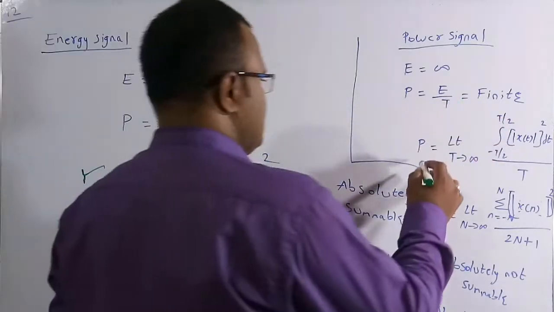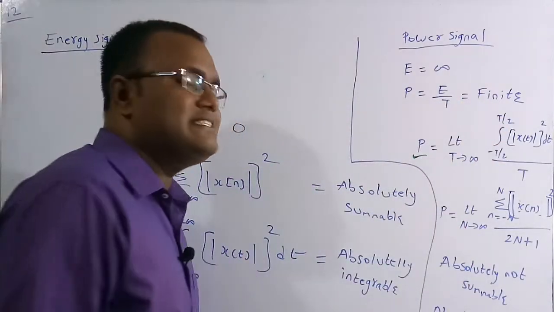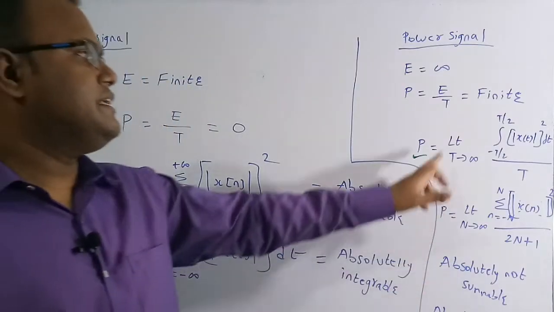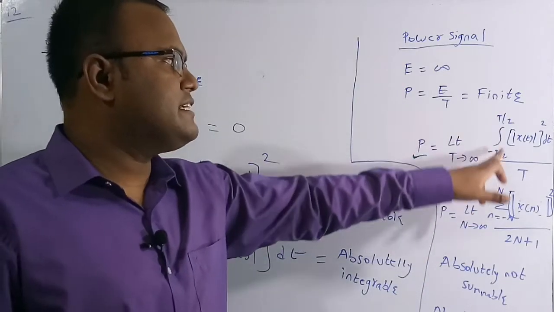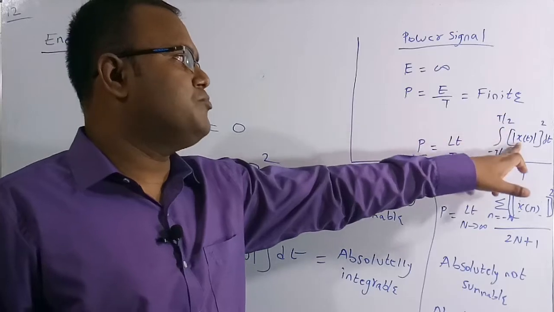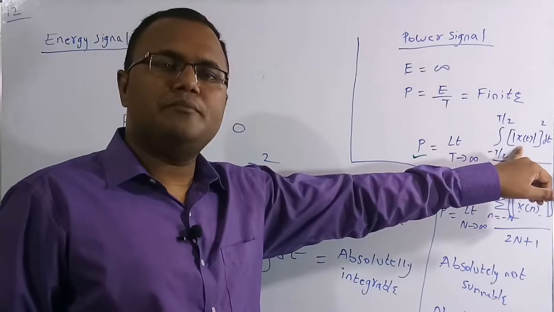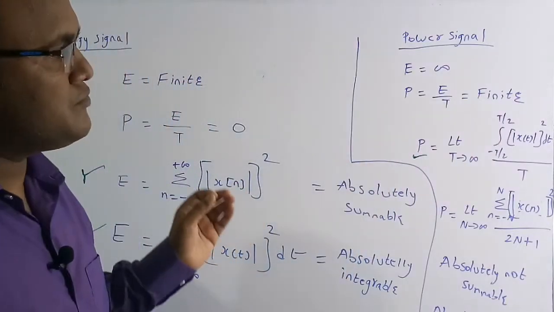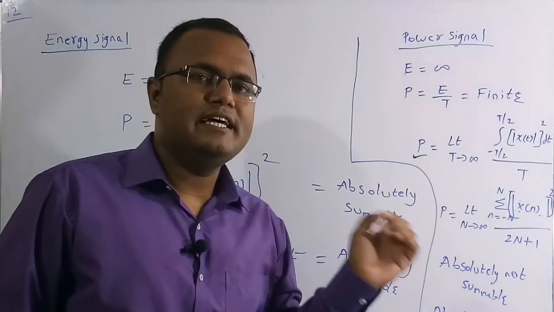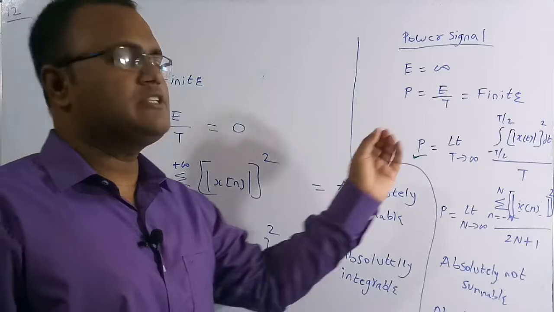So this is the power expression for a continuous time signal: limit T tends to infinity, integration from minus T by 2 to plus T by 2 of mod of x of t whole square dt by T. As we are using the mod, this formula is used for both complex and real signals of the continuous time domain.